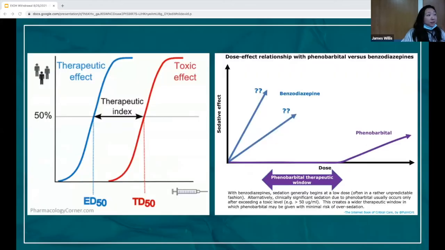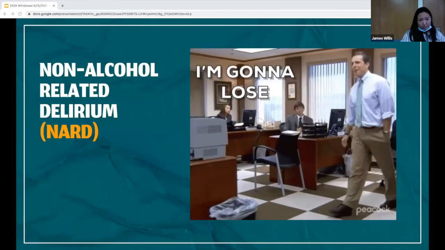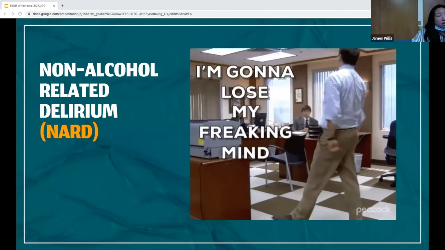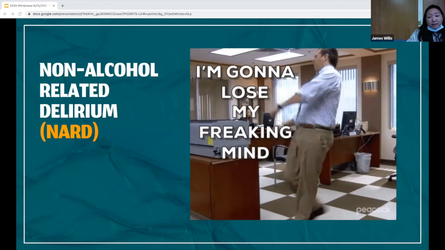And it does have a greater therapeutic index, and at the more moderate doses that you would be using for withdrawal, it actually has less sedating effect compared to benzos. And benzos are also known to cause delirium, especially in critically ill patients.